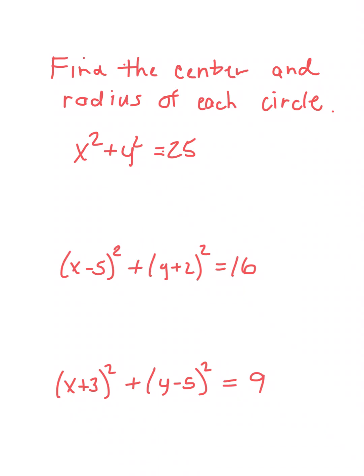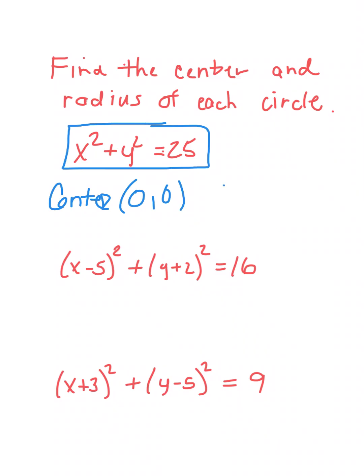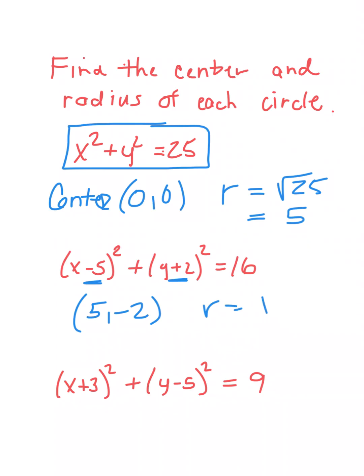Next example, find the center and the radius of each circle. We want to recognize these equations as circles. This is in the most basic form, so my center would be 0, 0, and my radius would be the square root of 25, which hopefully we know mentally is 5. This one here has been moved 5 to the right, 2 left. So my center would be 5, negative 2, and my radius would be the square root of 16, which is 4.